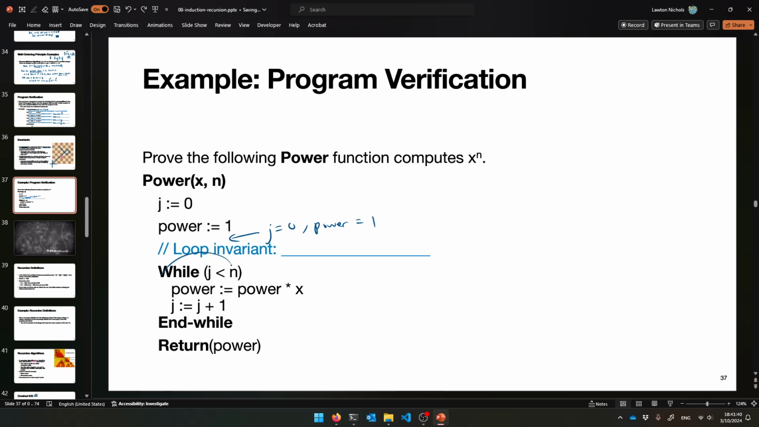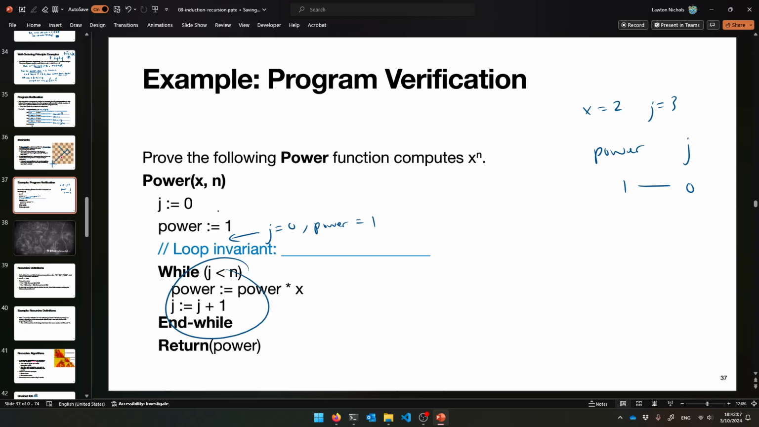Because what this does, let me run this for a few iterations. Let's say that x is equal to 2 and n is equal to 3. I want to run this program with x equal to 2 and n equal to 3. So let's watch how power, that variable, and j, that variable, change. How they change in lockstep. So at the start of the program, j is equal to 0, power is equal to 1. They're corresponding there.